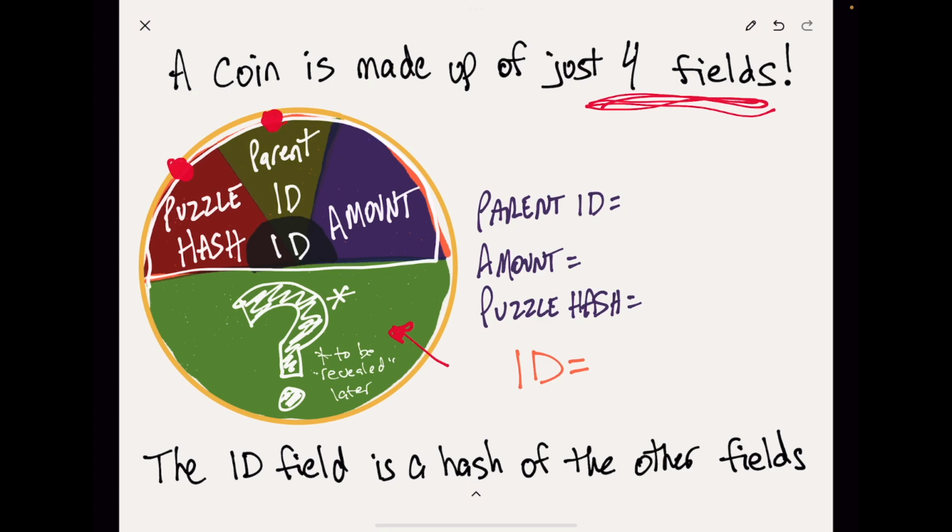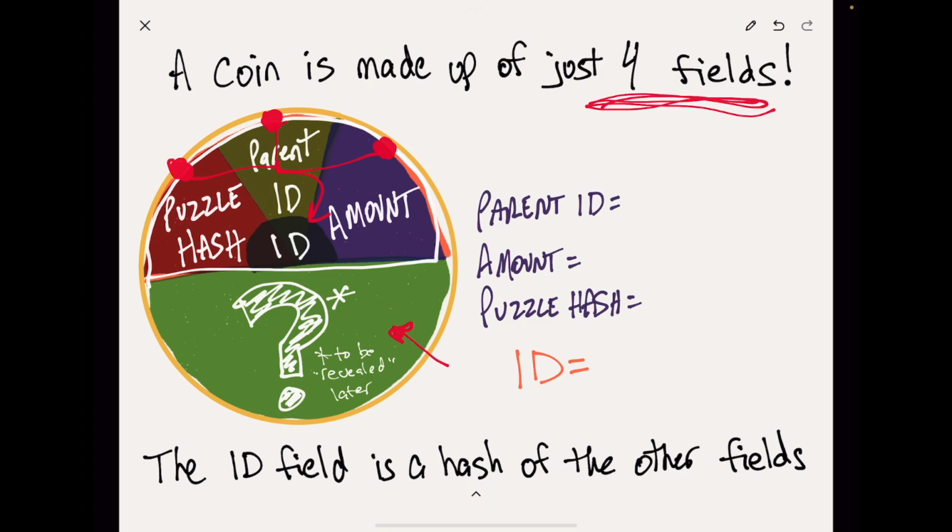Obviously, that will be the ID of the parent coin that was spent to create this coin. And then how much is this coin, obviously? Now, if you add up all these three things, you end up with the ID. So we know, what are these values actually? Let's think about that real quick.